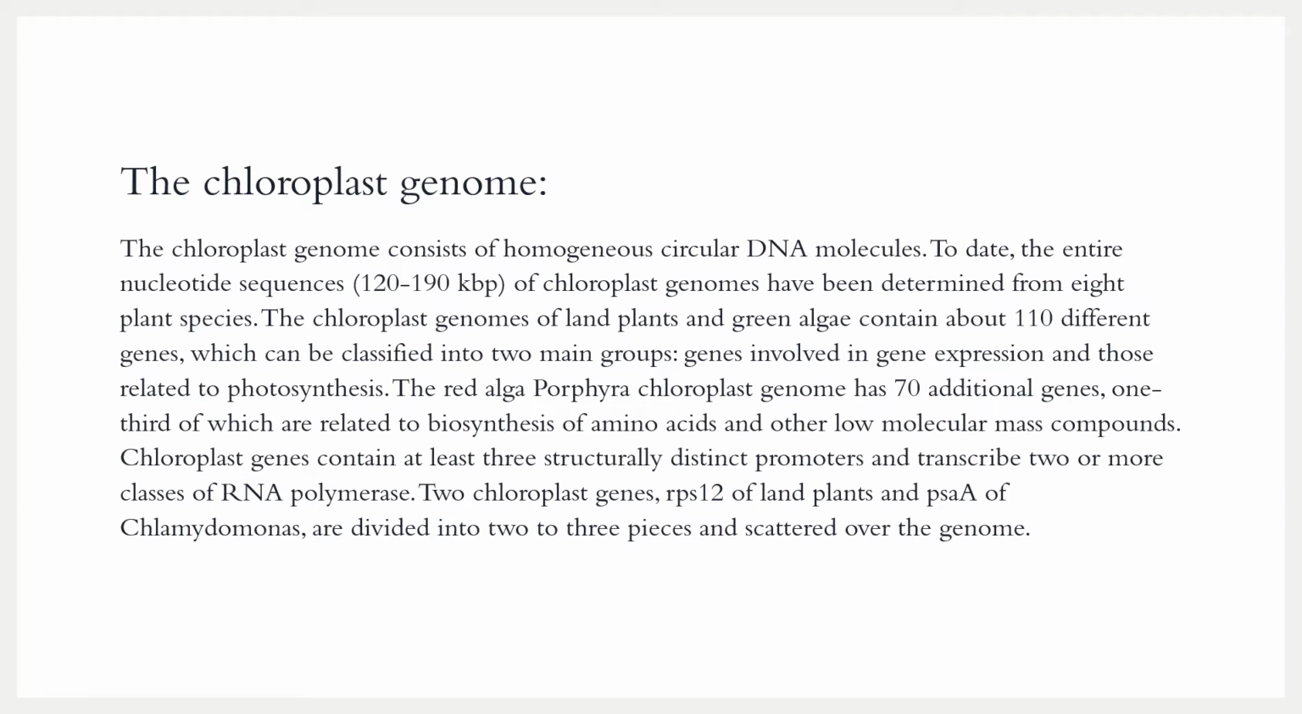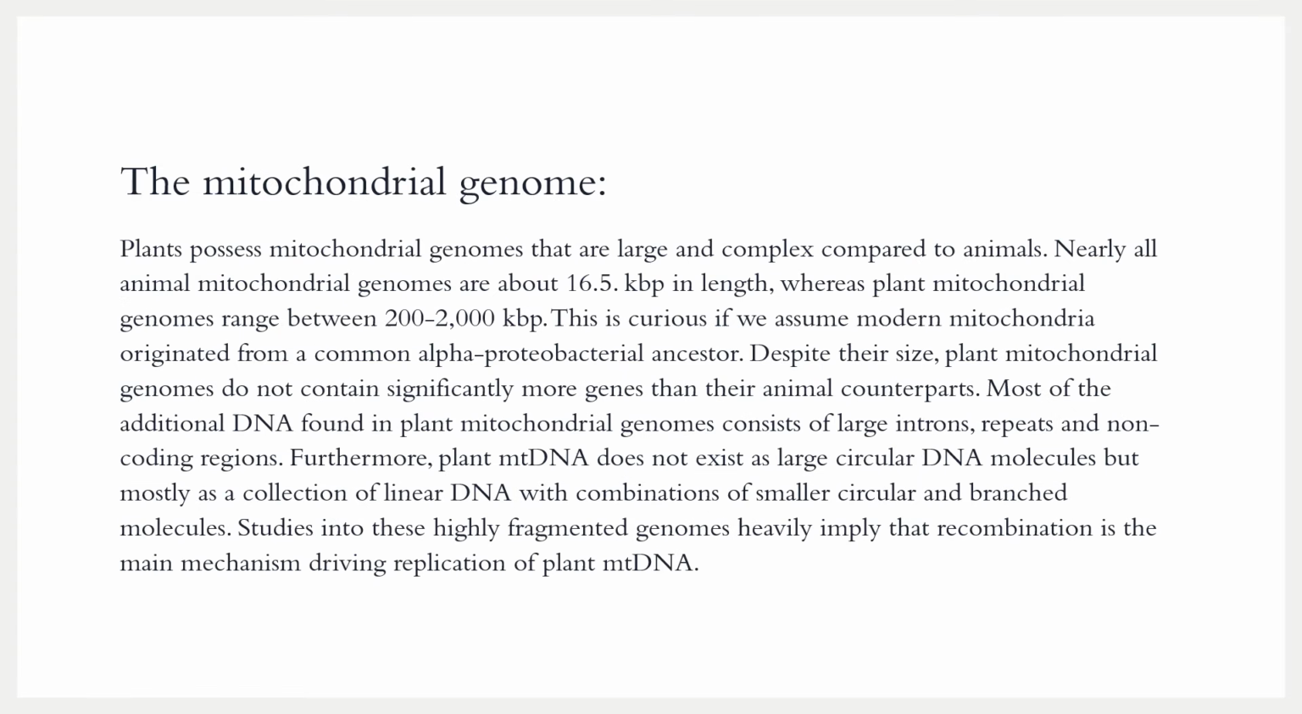The red alga Porphyra chloroplast genome has 70 additional genes, one third of which are related to biosynthesis of amino acids and other low molecular mass compounds. Chloroplast genes contain at least three structurally distinct promoters and are transcribed by two or more classes of RNA polymerase. Two chloroplast genes, rps12 of land plants and psaA of Chlamydomonas, are divided into two to three pieces and scattered over the genome. The mitochondrial genome.